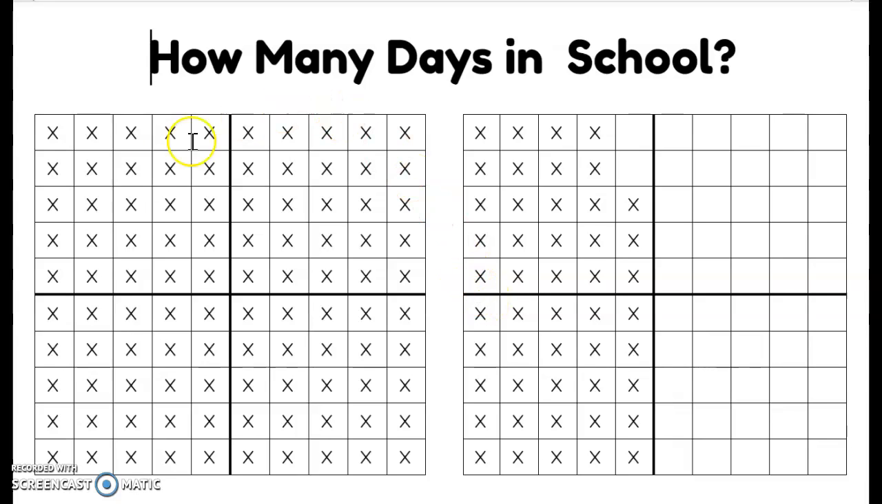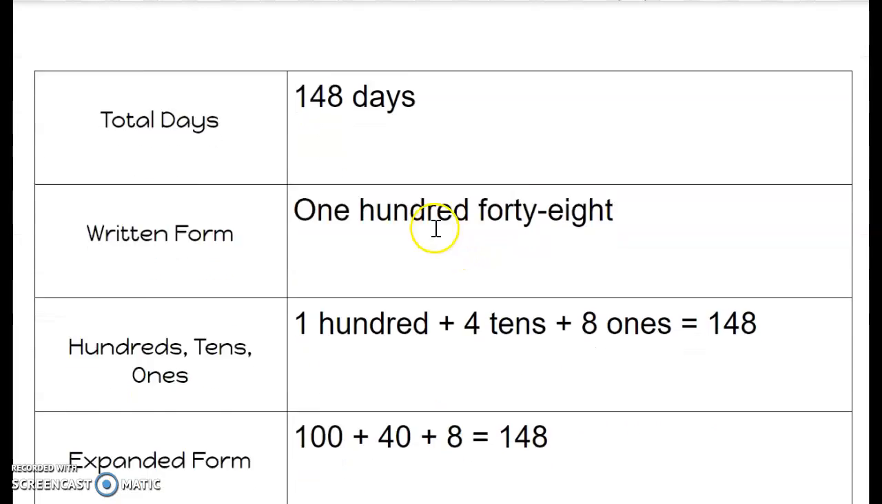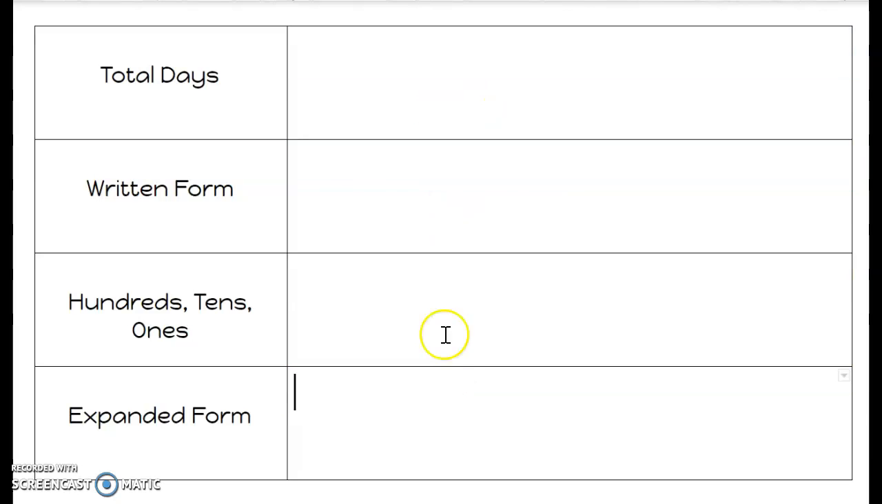Okay, here we go. So 100, 110, 120, 130, 140, 141, 142, 143, 144, 145, 146, 147, 148, 149. Tomorrow is going to be a decade day. So we have been in school for 149 days.